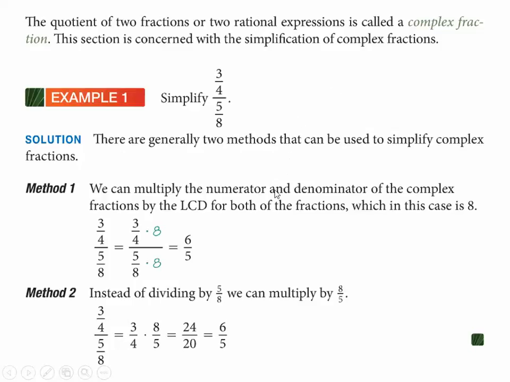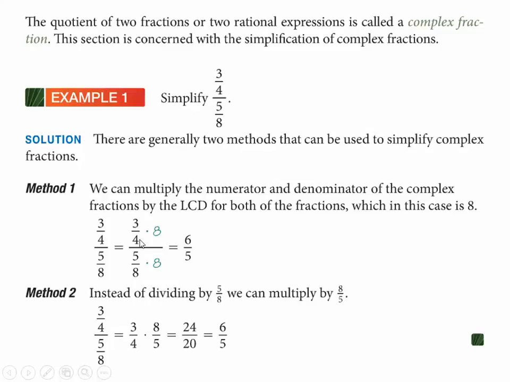The first method, and probably the faster method, is used whenever the denominator is a pretty easy denominator. Sometimes it's called a monomial. Notice 3/4 divided by 5/8. Both of these fractions have a common denominator of 8. So we multiply by the common denominator of both top and bottom. And this reduces down each of the denominators.